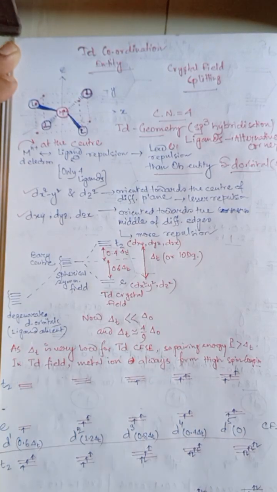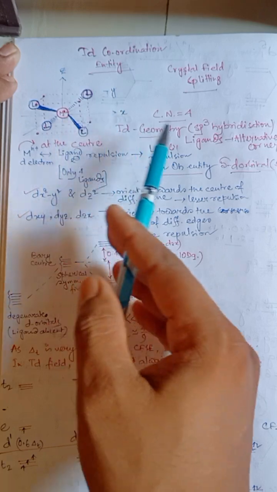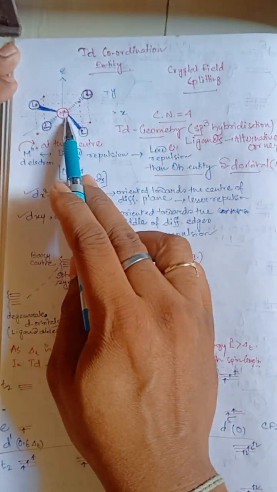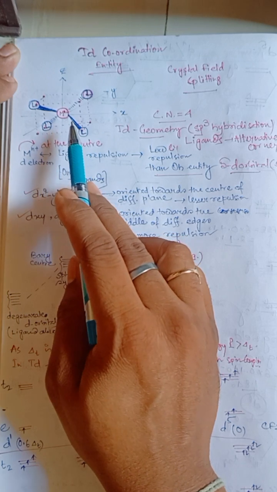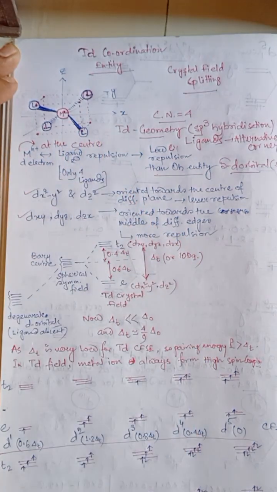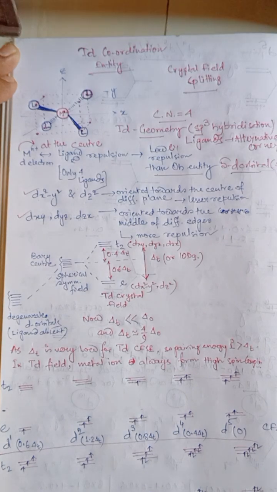Okay, we're starting. In tetrahedral coordination, the coordination number is 4, so 4 ligands are there, and there is a central metal atom. The central metal atom remains at the center, and the ligands are at alternate corners. So we can see 2 bonds are above the plane and 2 bonds are below the plane.